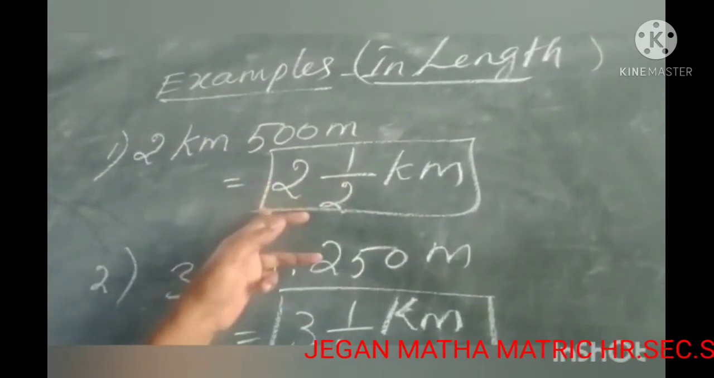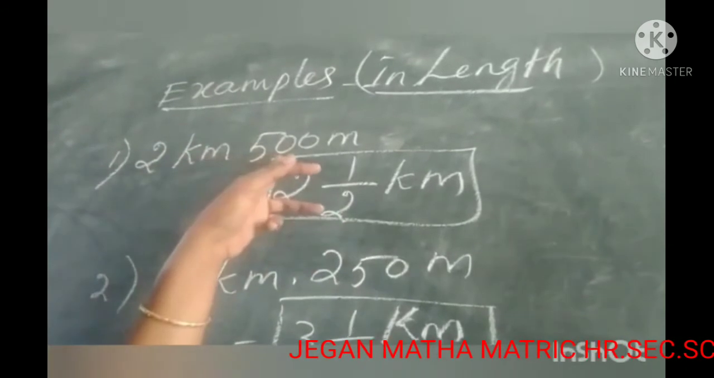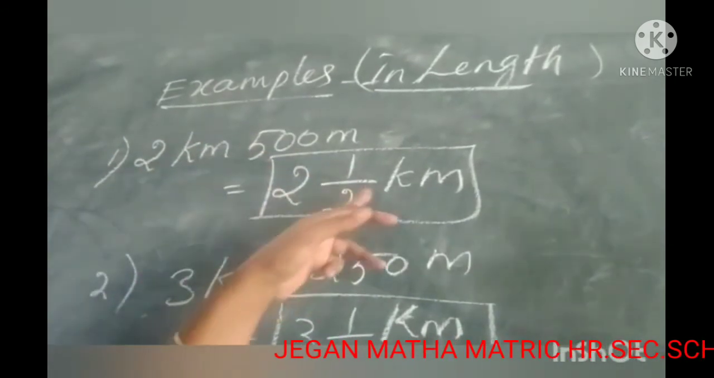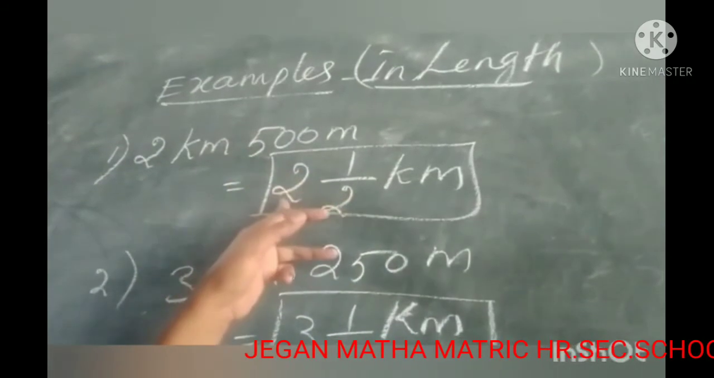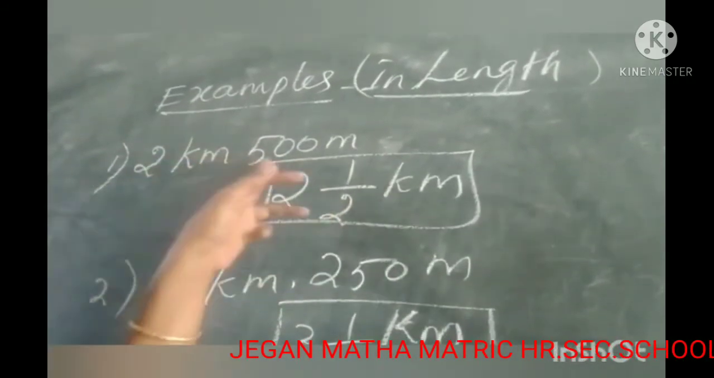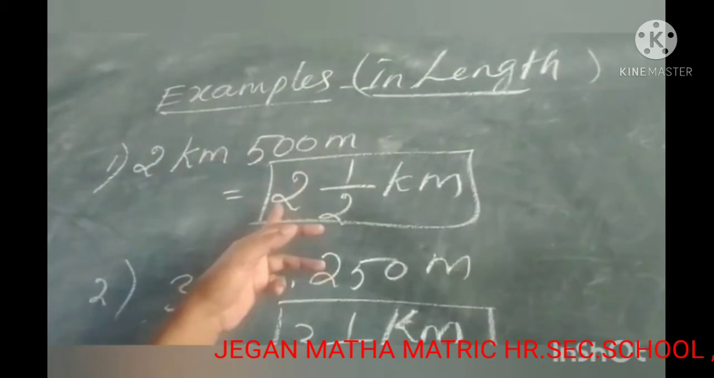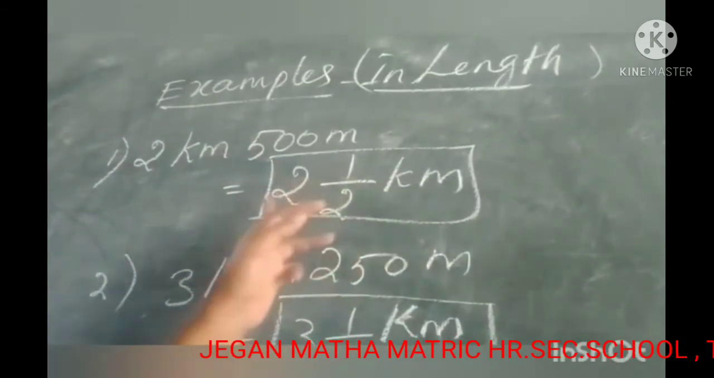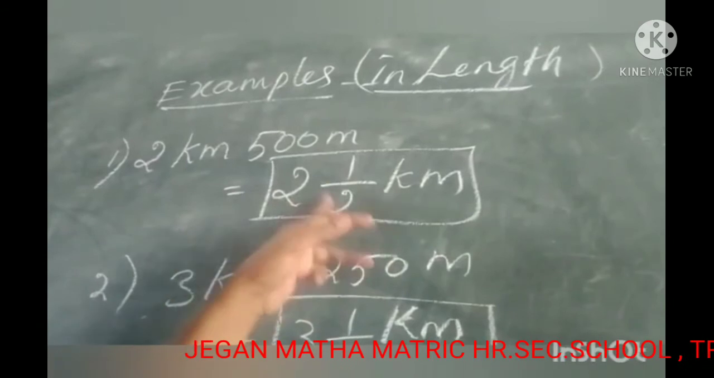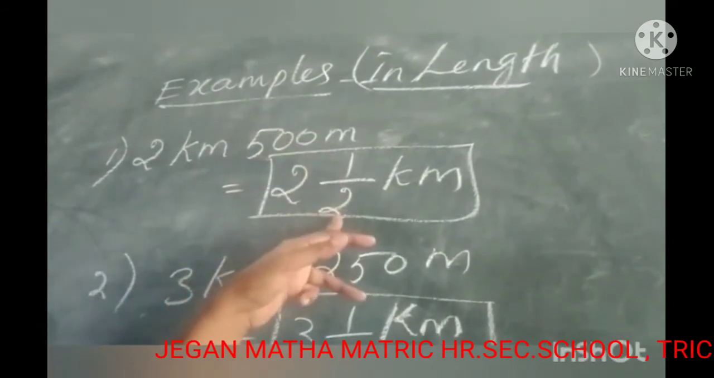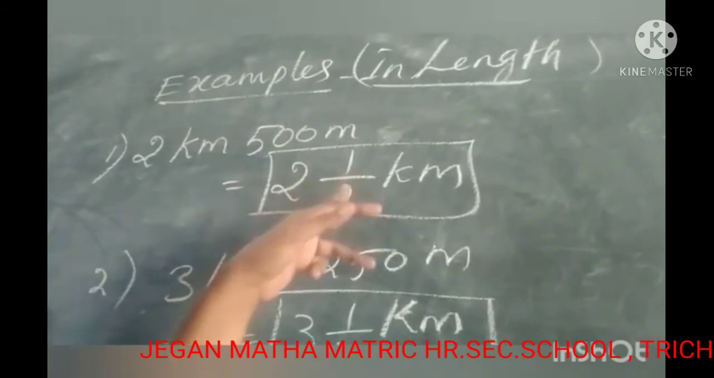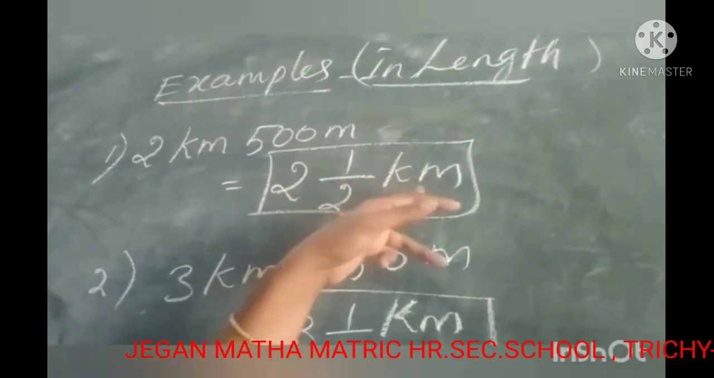The total is 2 kilometer and 500 meter, and 500 meter means half of a kilometer. So you can join the 2 and half. The total is 2.5 kilometer, 2 and half. Half means 500 meter. You can mention this 500 as a fraction. So the answer is 2 1 by 2, that is 2.5 kilometer.